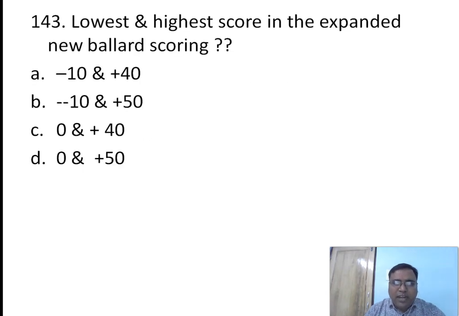Next, lowest and highest score in expanded new Ballard scoring. We know this scoring, but we can get one MCQ. We can get it from anywhere. What is the lowest score and what is the highest score? Is it -10 or plus 40, or is it -10 and plus 50, or 0, 40 or 0, 50? Which one is the lowest score and which combination is correct?